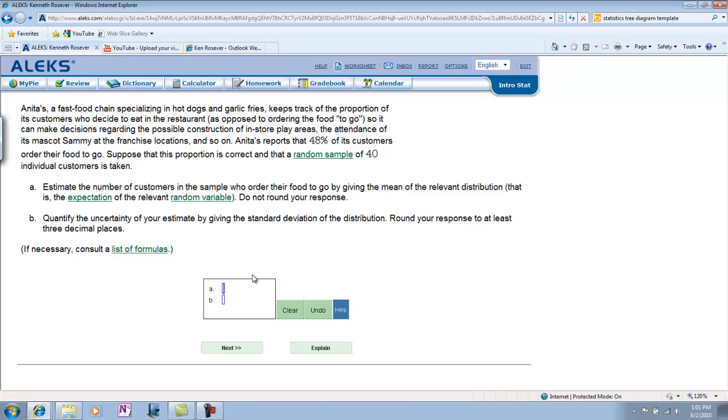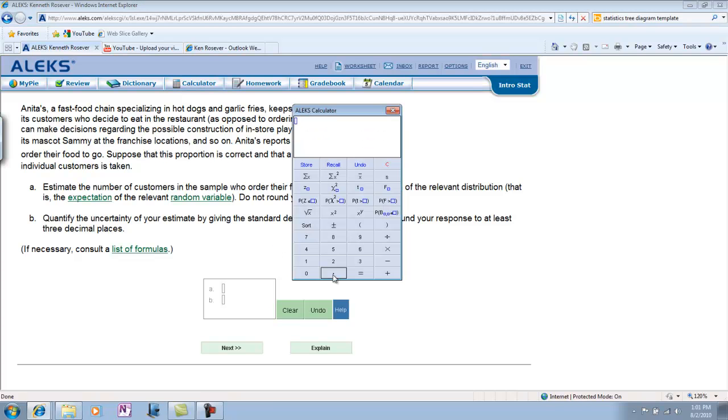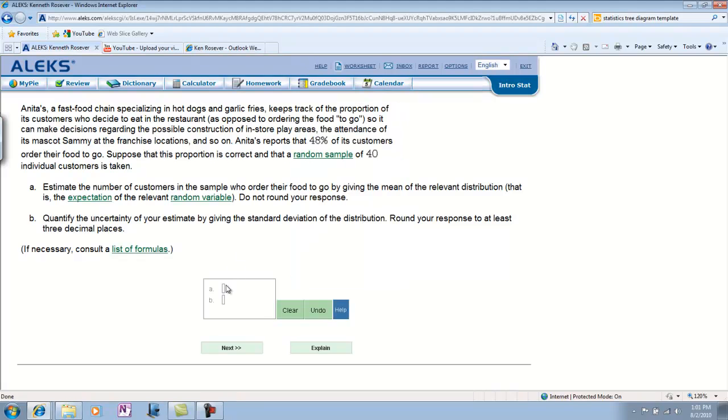I don't know. Let's check it. 48% might be 19.2. Who knows? All right, so 0.48 times 40 is 19.2. Okay, there we go.